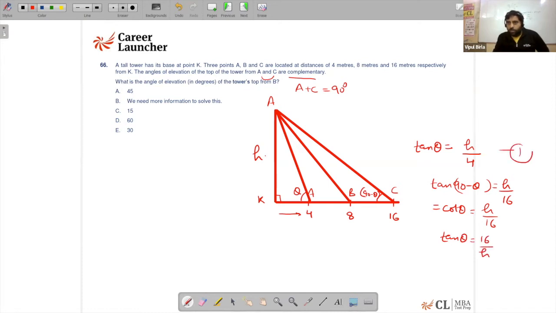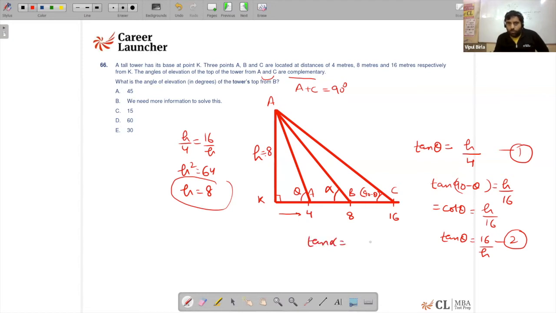So if I look at the first and second, I can equate them and say h upon 4 should be equal to 16 by h. So h square equals 64, and therefore h comes out to be 8. So the height of the tower is 8. Now we are supposed to identify the measure of angle B. Let's say this angle is alpha. If I take this triangle, tan alpha is equal to perpendicular height, which is 8, upon the base, which is 8, which is 1, and therefore alpha will come out to be 45 degrees, and that is the answer.